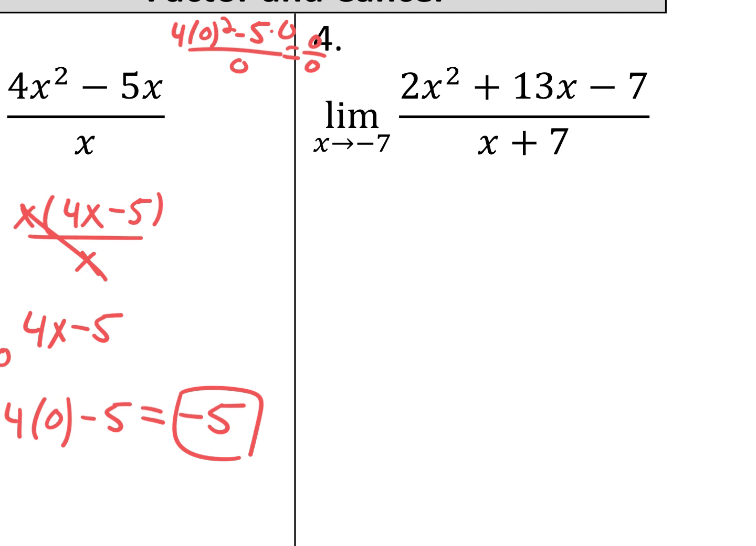All right, same exact thing with number 4. This is the limit as x approaches negative 7. When you plug in negative 7, you can clearly see on the bottom it's going to give you a 0. On the top, when you plug it in, it's going to get you a 0 as well. So what do you think we need to do here? Okay, good. We can factor the top, and then we can cancel. How does the top factor?